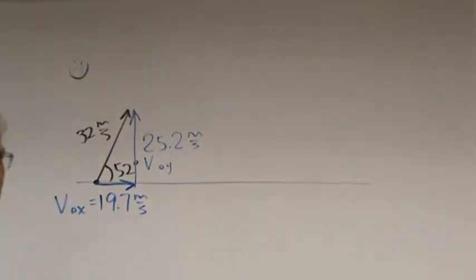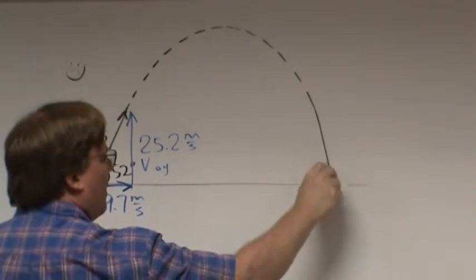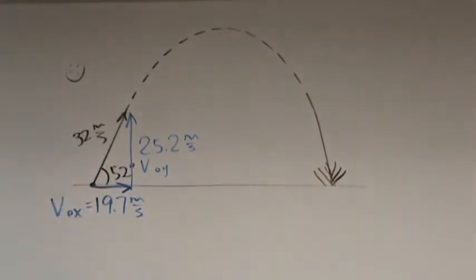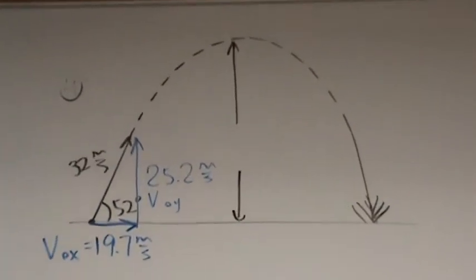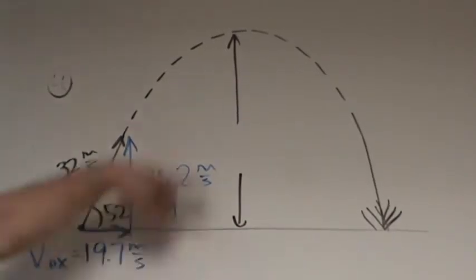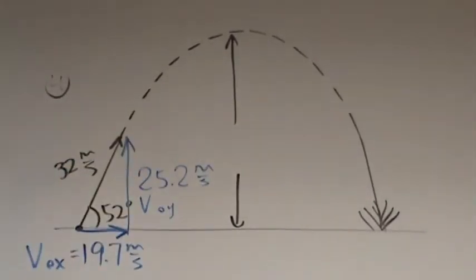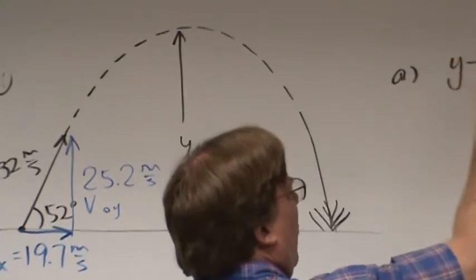Okay, great. Well, let's go ahead and answer their questions. They say, A, get the maximum height of the ball. So this ball is going to go up like this, and then come back down and hit the ground right there. And they want to know this maximum height. Well, first of all, which direction am I considering, x direction or y direction? Y, right? This is a vertical distance. So to do part A, I'm going to consider the y direction.